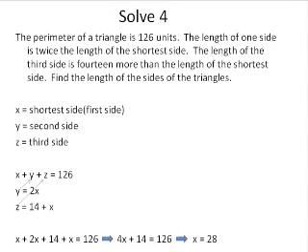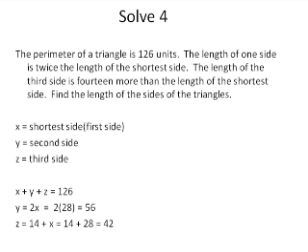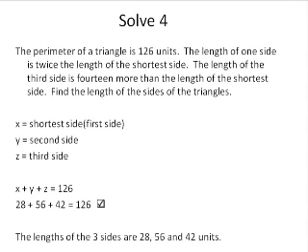Here the substitution is fairly straightforward. We don't need to rearrange the equations, just substitute directly into that first equation. With x, the shortest side, equal to 28, we can now work backwards to find the other two sides. Performing the check, again, do all sides add up to 126? They do, so we formally state the result.